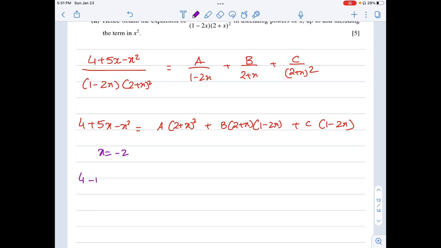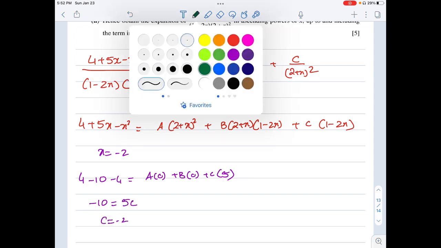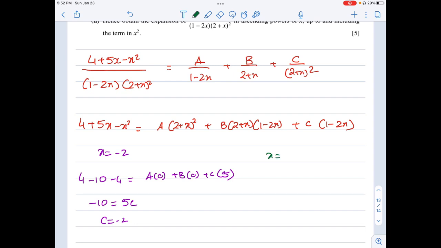So 4 minus 10 minus 4 is equal to a times 0, b times 0 and c times 5. So it becomes negative 10 is equal to 5c, c is equal to negative 2. Then plug in x is equal to 1 upon 2. So 4 plus 5 upon 2 minus 1 upon 4 is equal to a times (2 plus 1 upon 2) whole square and b times 0 and c times 0.